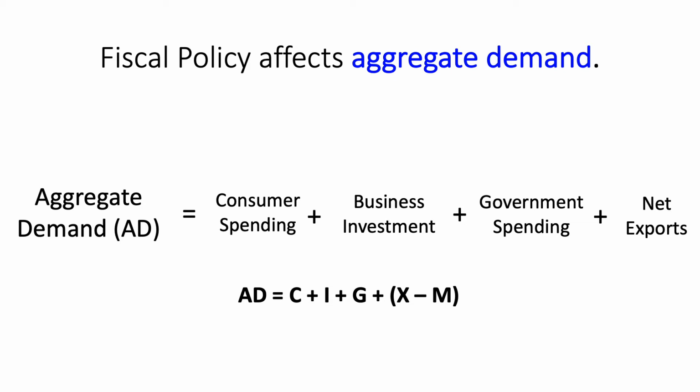We can also abbreviate this equation to the one noted below. AD is equal to C plus I plus G plus X minus M. X minus M refers to net exports because X refers to exports and M refers to imports. Exports minus imports equals net exports.